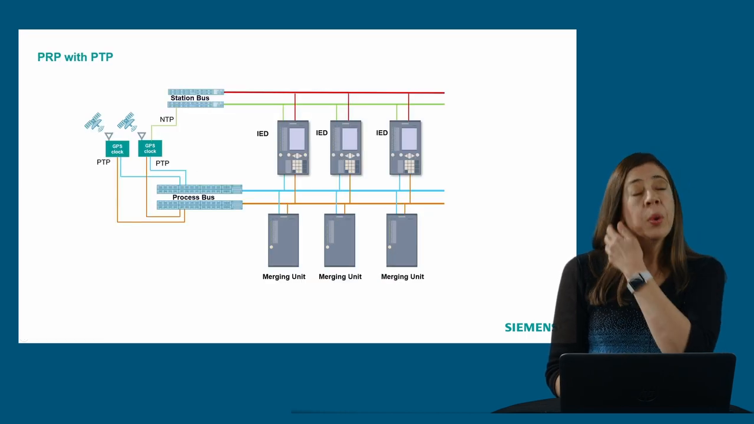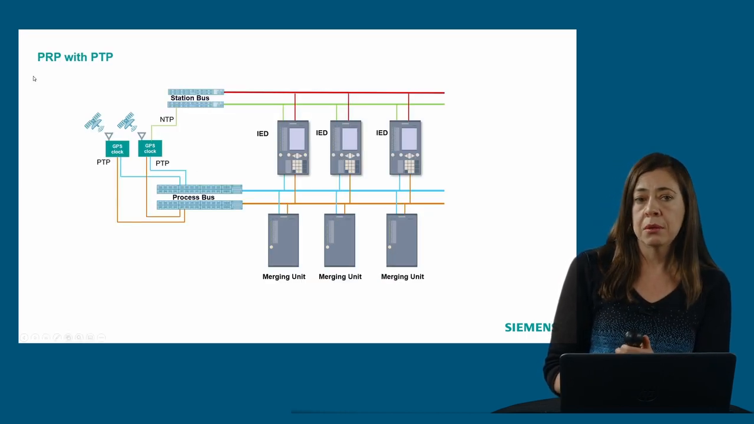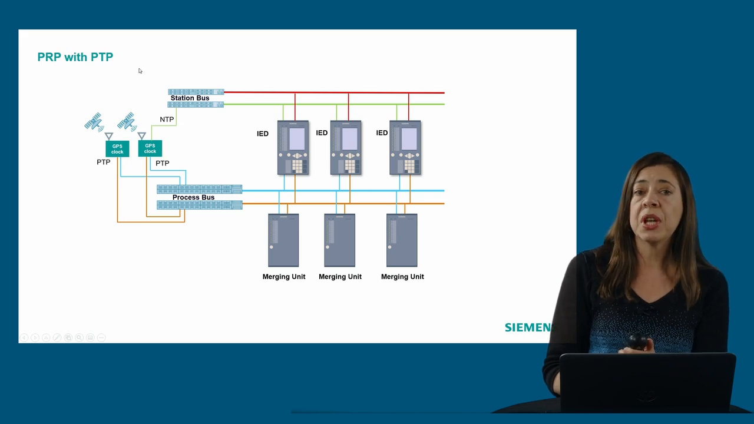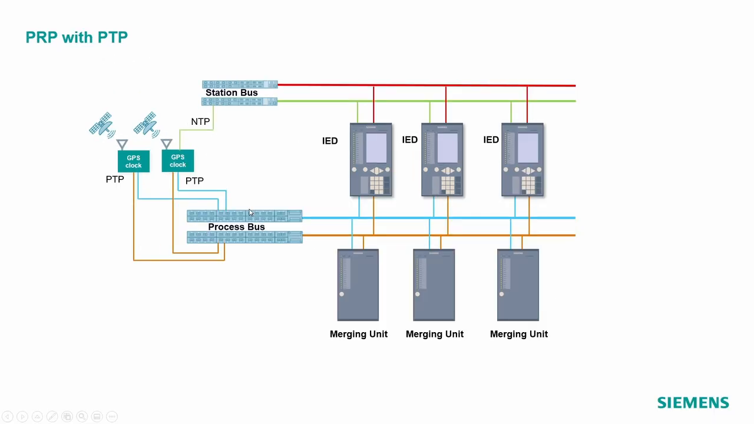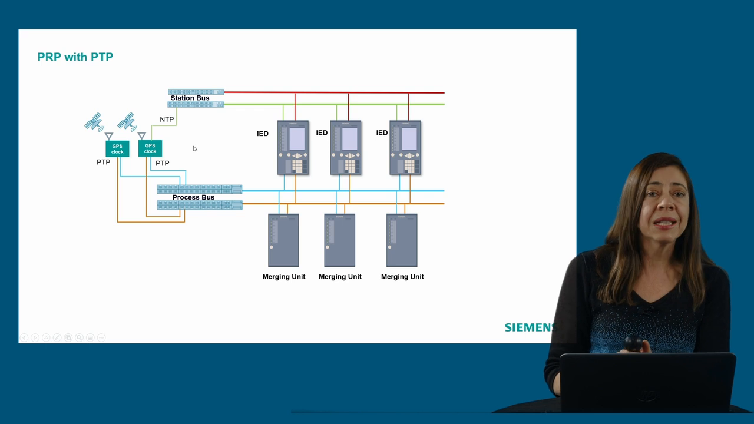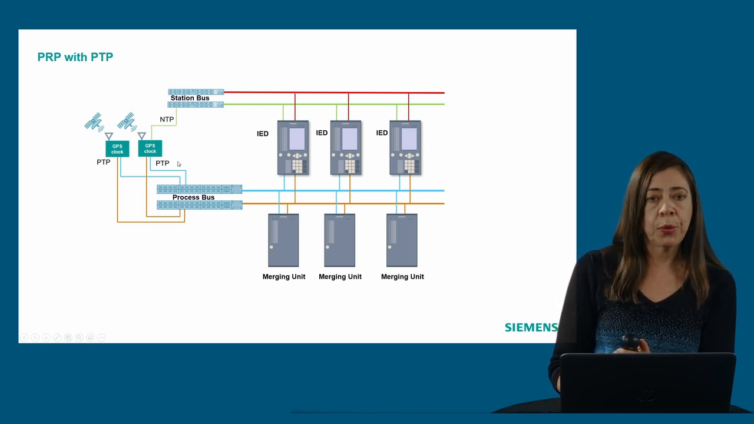We can also have then PRP networks using the precision time protocol. So here we have for the process bus our two networks, PRP-A and PRP-B, and our master clocks redundant and also connected in a redundant manner to both networks. This configuration is important because in such a way we grant that the master clocks are seeing each other all the time and they can define by themselves who is the one giving the synchronization signal, meaning who is the one acting as the grand master clock in the network.